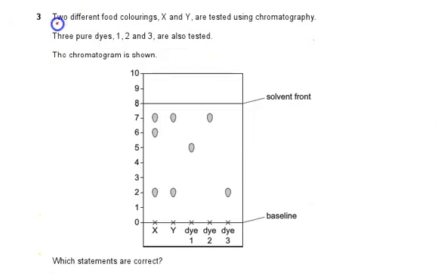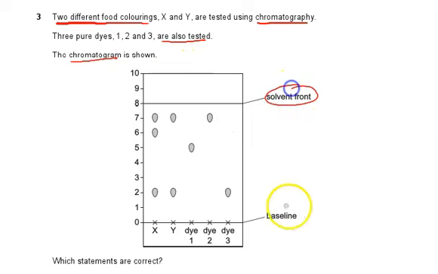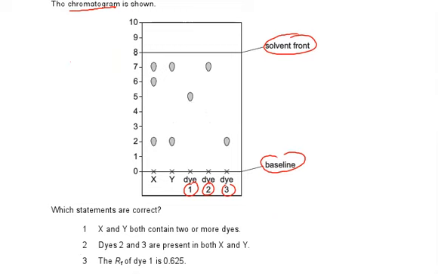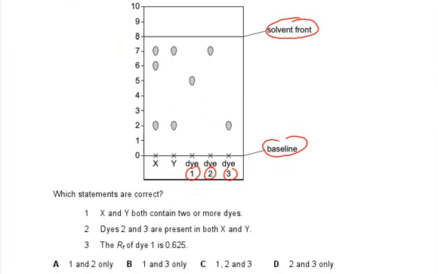Okay, now let us look at number 3. Two different food colorings X and Y are tested using chromatography. 3 pure dyes 1, 2, 3 are also tested. The chromatogram is shown here. This is the solvent front and this is the baseline. So we have dyes 1, 2 and 3. Now let us scroll a bit lower. Over here, which statements are correct?